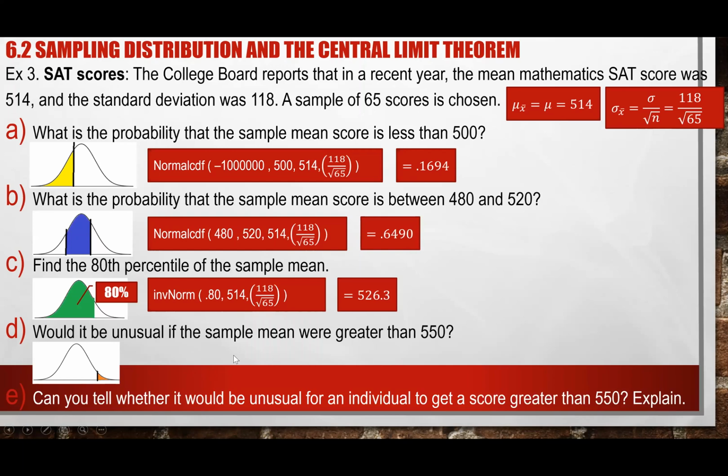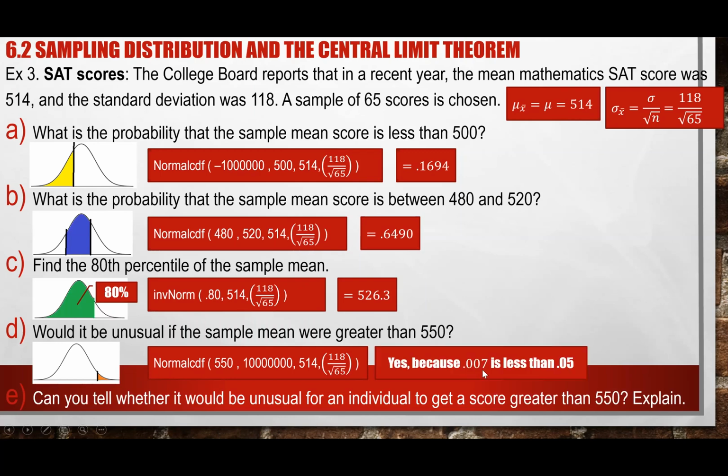So this basically tells you to find the normal CDF of 550 and some bigger value because of the right-hand side. So make sure to determine: left-hand side, we start with a negative small number up to that endpoint. Right-hand side, we start with the endpoint and go up to the big number. If you do this, you will have 0.007, which is unusual, right? Yes, it's unusual because 0.007 is less than 0.05, okay?